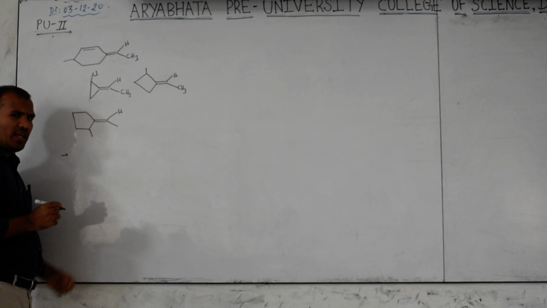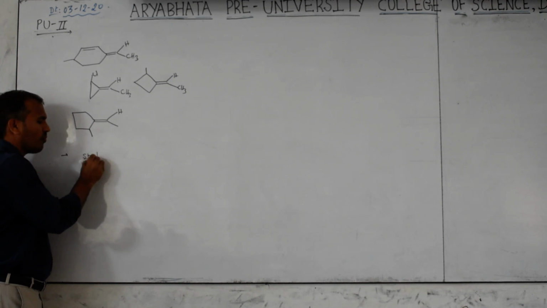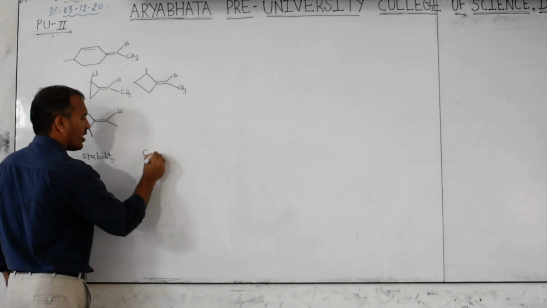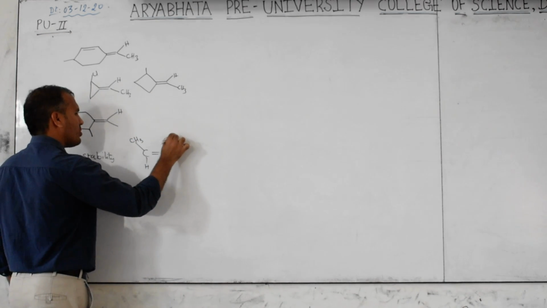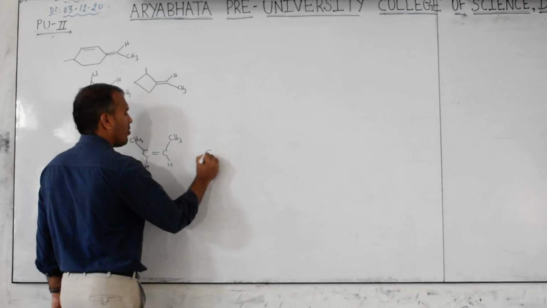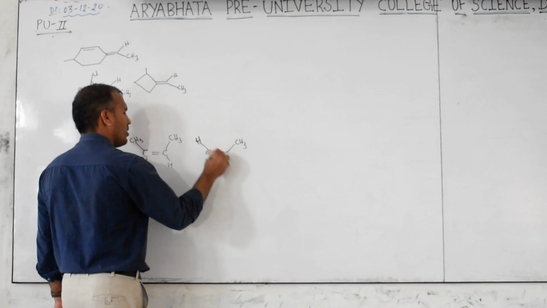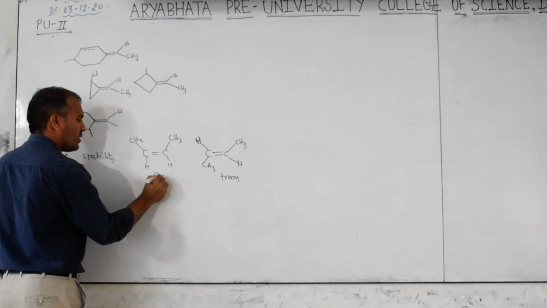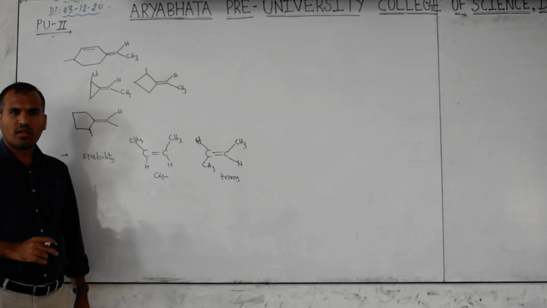Now, their properties. What properties are there? First one, stability. Take 2-butene. Here, one is the cis form, another is the trans form. We know that when the same groups are on the same side of the restricted rotation, that is the cis form. Now it is the cis form. Then another one, CH3, CH3. This is the trans form, this is the cis form. Which is more stable, the cis form or the trans form? How to decide?